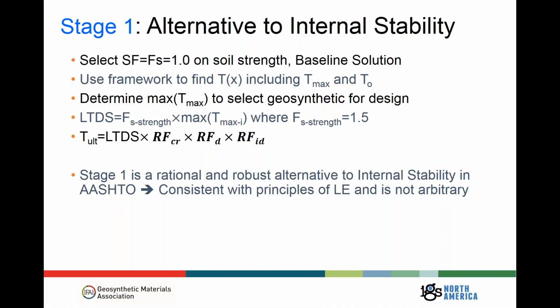People sometimes choose different strength reinforcements throughout a system, but things get complicated in implementation for actually building the structure. It can be confusing. So let's just say we get a max Tmax for the selected geosynthetic for design. The long-term design strength in conventional design means we have that max Tmax, that maximum reinforcement load throughout the system, and we have a factor of safety on strength, maybe 1.5, and we get the ultimate long-term design strength by also applying reduction factors. Those might be for creep, durability, or installation damage.